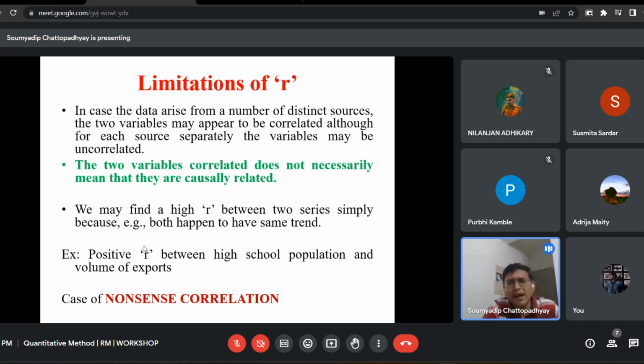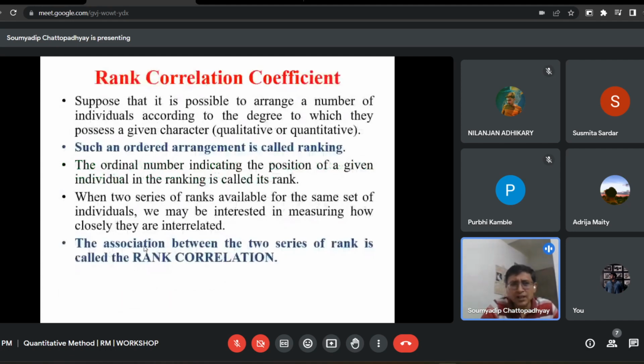Apart from that, there is another correlation coefficient which we use. This is known as the rank correlation coefficient, because in many qualitative research settings, it is possible to arrange a number of individuals according to the degree to which they possess a given character. That means these are qualitative in nature, and in that case you can make an ordered arrangement, which is called ranking. And when you can rank both variables according to a particular attribute, the association between these two series of ranks is called the rank correlation.